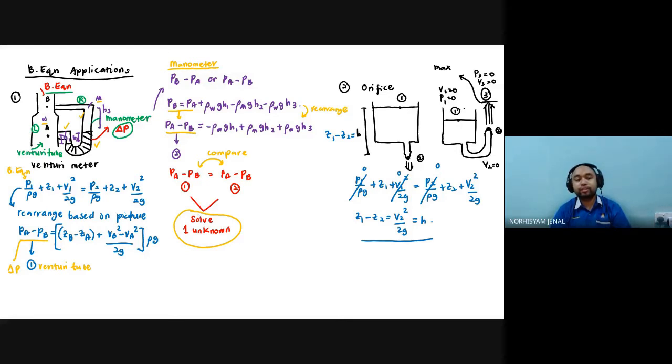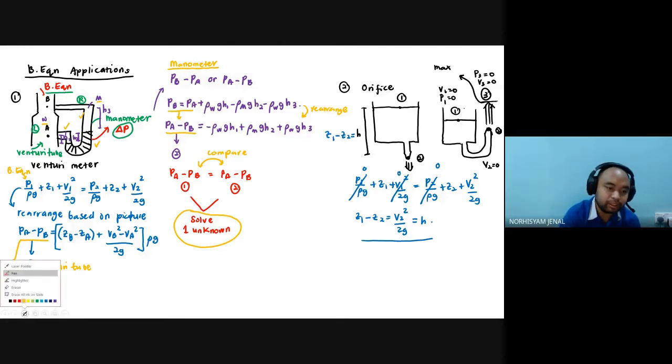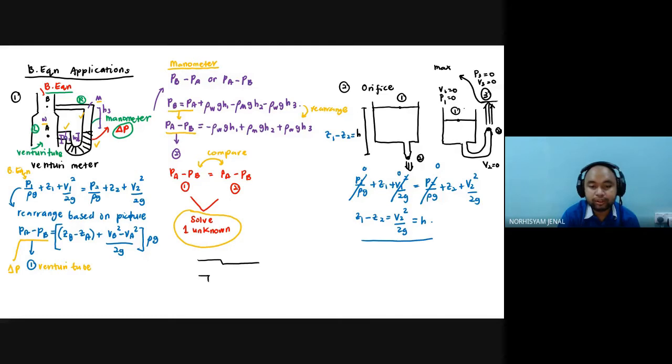A normal Venturi meter question will be like this. Sometimes you will see it in a different shape, sideways. But even though it is sideways, the idea is still the same. We want to find out the velocity inside the system. We are trying to find out the velocity, pressure, or elevation, depending on the question.